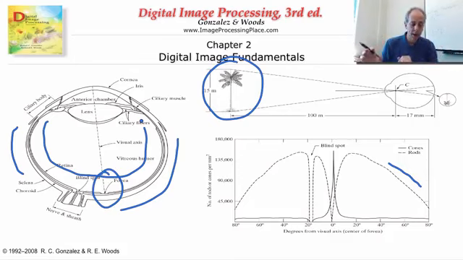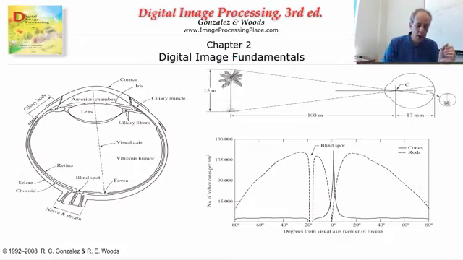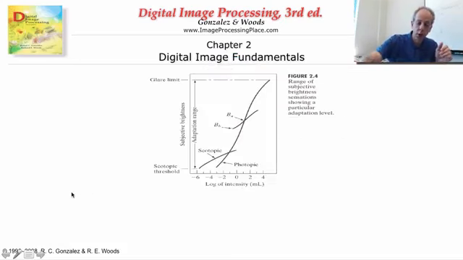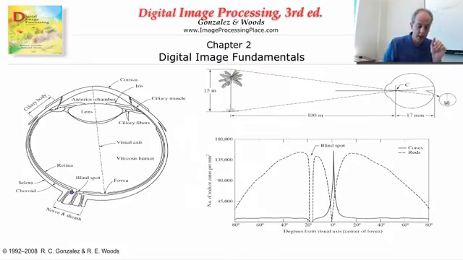Before I detail a bit more about that, I want to tell you that there is a region in the retina that has basically no sensors. And that's this region here. That's called the blind spot. Basically, there are no receptors there, and we don't notice that.